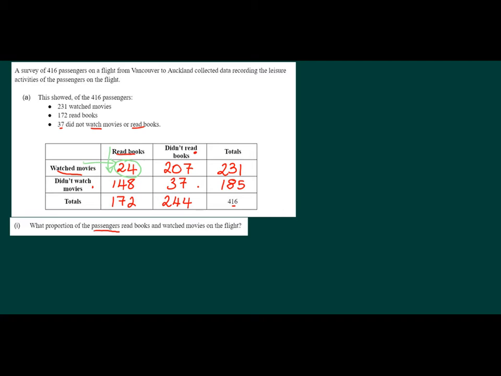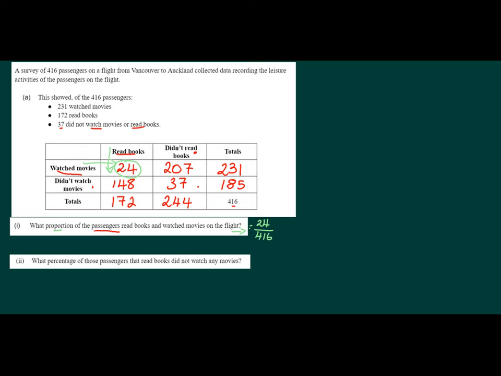So the answer to that is, I'll go back actually, I'll put it next to the question. 24 over 416 is the answer to that question. You don't need to simplify it, you don't need to put it into a percentage or a decimal, it's just asking for the proportion. So an unsimplified fraction is fine.